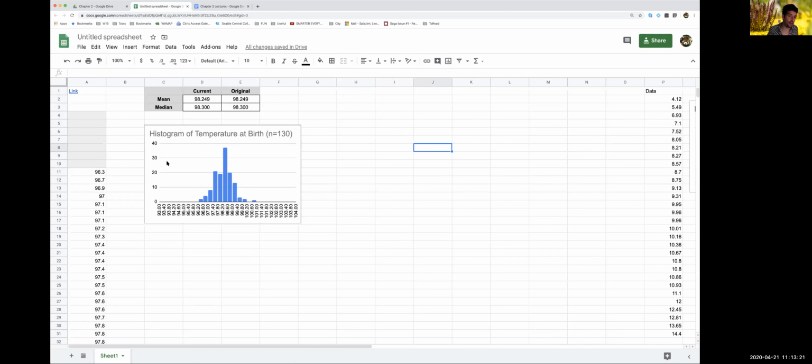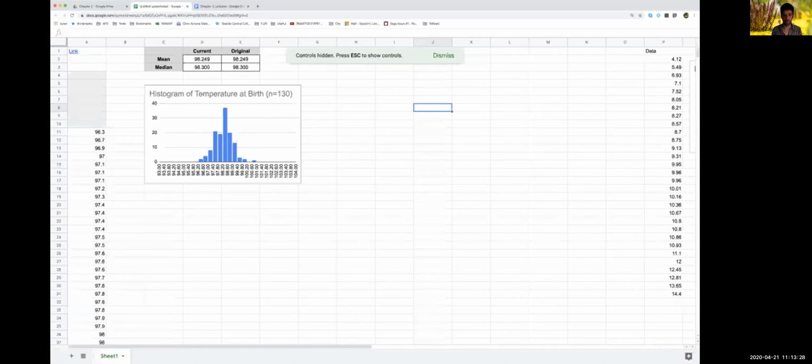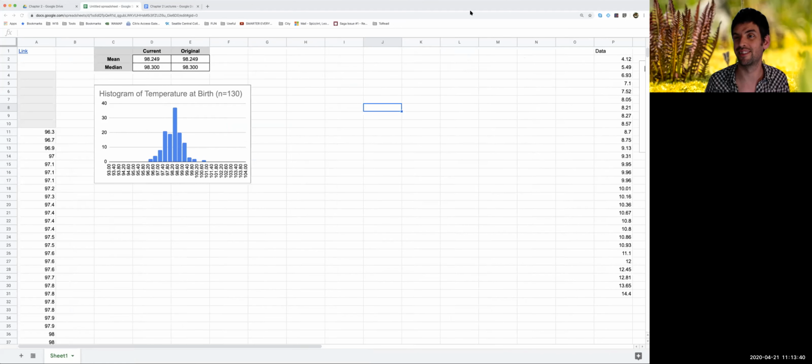So what you should recognize is we've got a histogram, right? And the histogram is temperature at birth. And notice I wrote n equals 130. This is something pretty common that you'll see. N is typically what we use to mean the size of the sample. So this is data from 130 births.